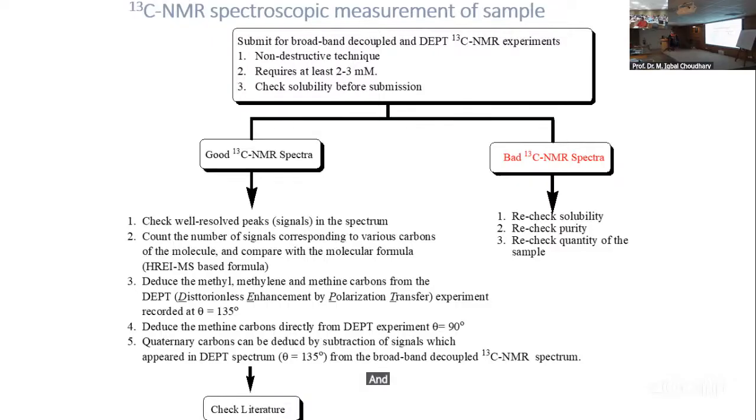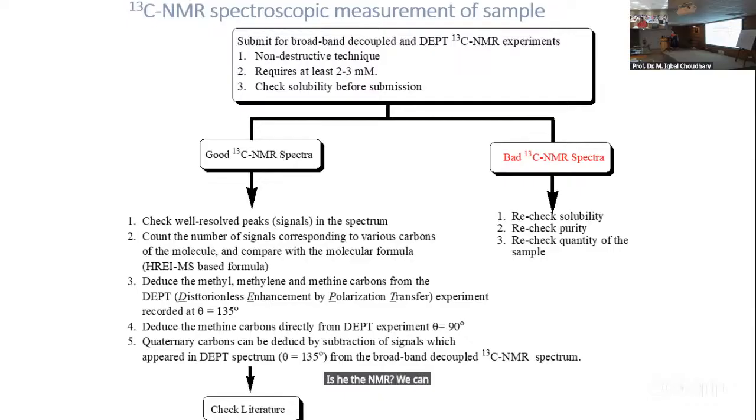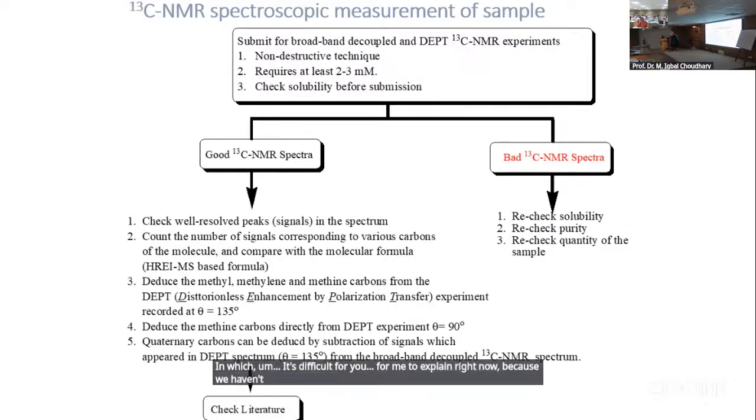And DEPT, so we are using DEPT. I was telling you, in proton NMR we can integrate, and we know the number of hydrogens. In C13 NMR, we cannot integrate. This NMR is not for that purpose. The reason is that in earlier days there were other techniques, and it is difficult for me to explain right now because we haven't shown you the spectrum.